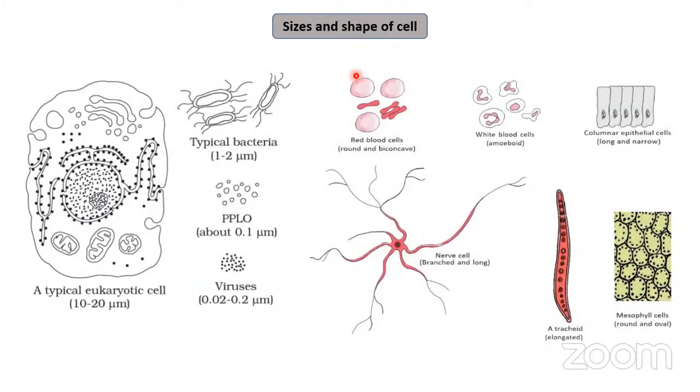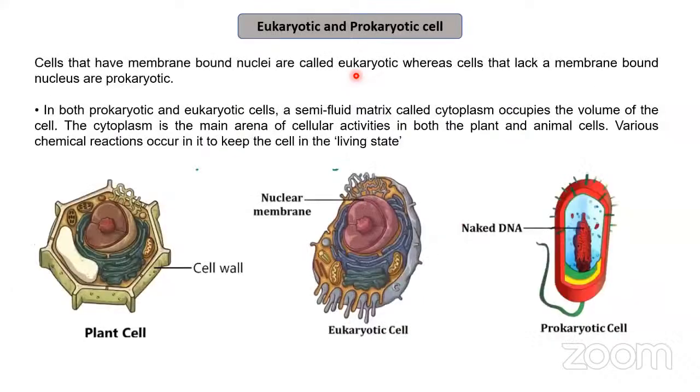This is what we have studied till now: what is a cell, why it is called the basic unit of life, what are the different types of organisms based on the number of cells, that is unicellular organisms or multicellular organisms, what is cell theory, who proposed cell theory, what are the different postulates given in the cell theory, and what are the different sizes and shapes of the cells. The next is what are the different types of cell.